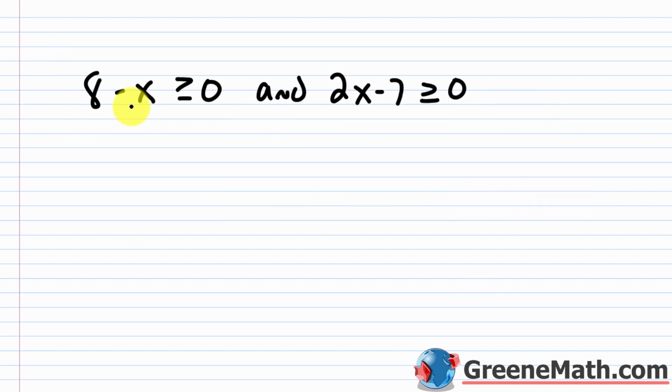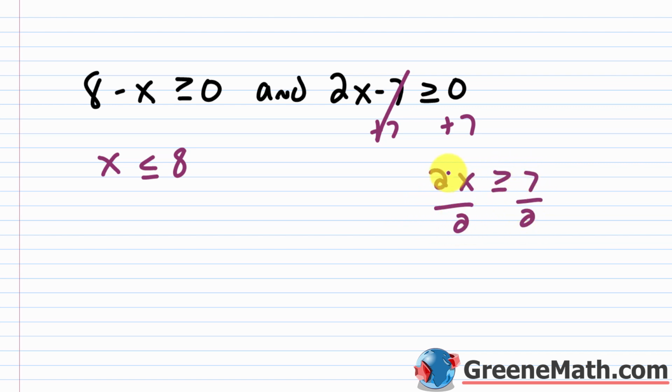Okay, so solving this one is pretty simple. I would just add x to both sides of the inequality. You would get 8 is greater than or equal to x, or you could flip that around and say that x is less than or equal to 8. Okay, for this one over here, what I would do is add 7 to both sides of the inequality. We'll say that we have 2x is greater than or equal to 7. Let's divide both sides by 2. And so I'll write my keyword and here, and I'll say x is greater than or equal to 7 halves, or in decimal form, you could put 3.5.